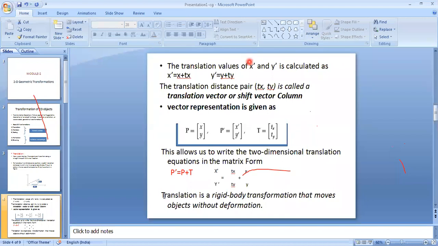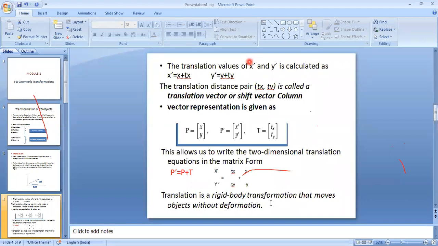And another important thing with respect to translation is that translation is a rigid body transformation that moves an object without deformation. Rigid body transformation means the whole object will be moved from that place to the new place without any deformation. The complete object will be moved from one place to another place whenever I use this mathematical formula. That is what you mean by a rigid body transformation. So translation moves the whole object from one place to another place.